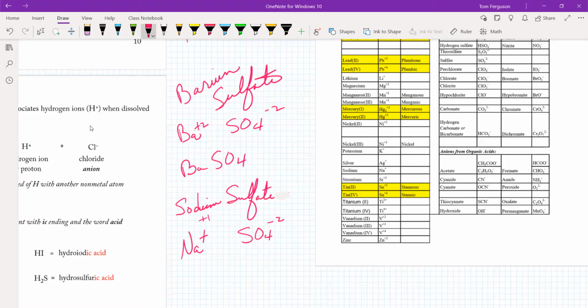Okay, so is this balanced? No, we have a +1 and -2. So to get this balanced, we need 2 pluses. That means the formula is going to be Na2SO4, that's going to be the formula for sodium sulfate.